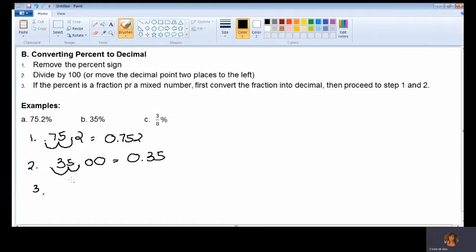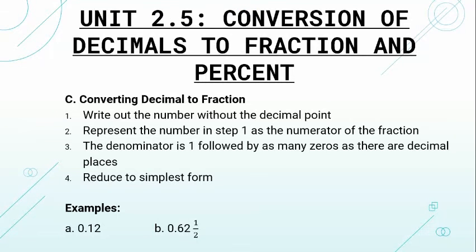And lastly, number 3. So 3 over 8. If we're going to convert this into decimal, that will give us an answer of 0.375. Again, moving this two places to your left. 1 and 2. So here. So it will give us an answer of 0.00375.